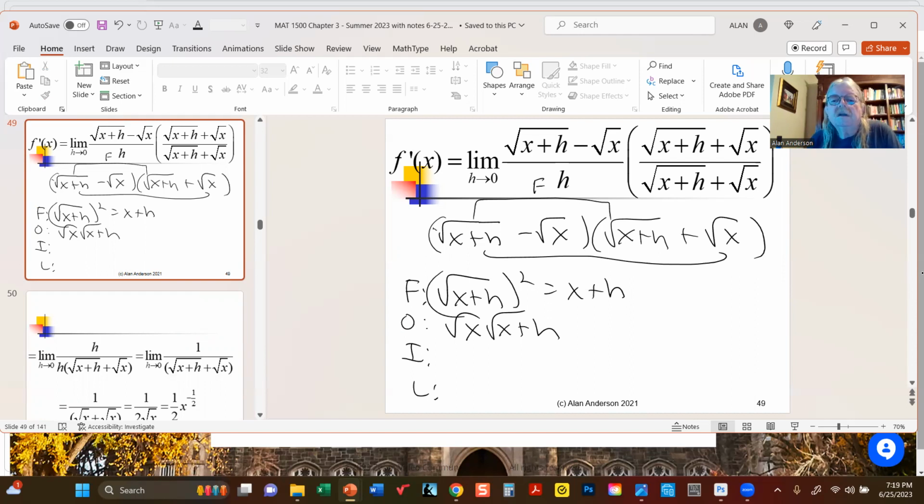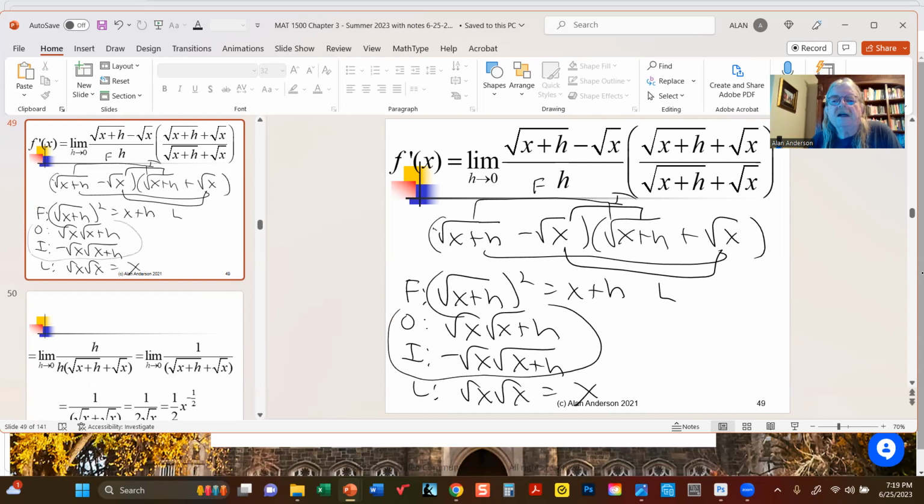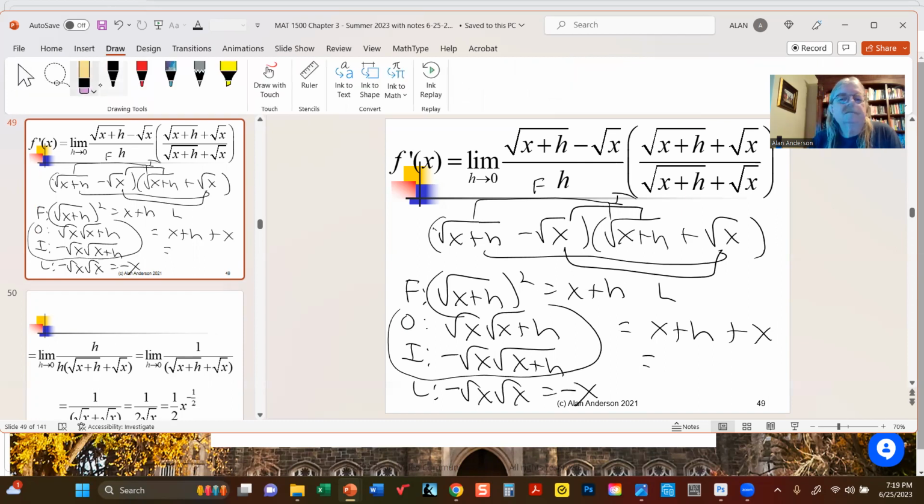I would be these two. And then last would be these two. And you can see these two will cancel each other out. So ultimately, you'll end up with x plus h plus x, 2x. Oh, wait a minute. Sorry, I missed the negative sign here. That's better. All right, so it just reduces very nicely to just h.